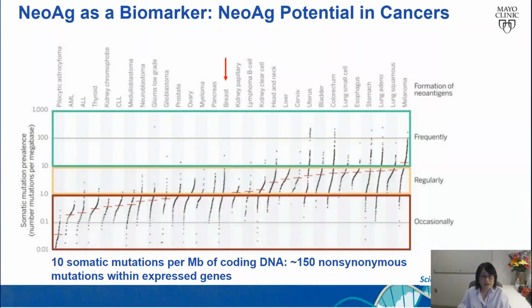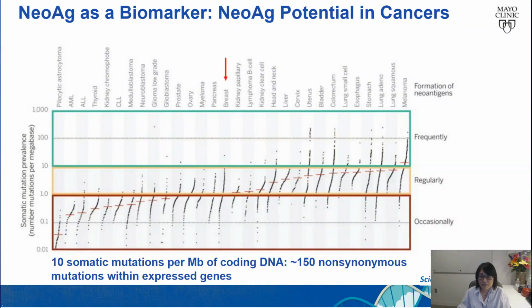This 2015 Science paper grouped tumors' ability to produce neoantigens based on tumor mutational load, as shown on the y-axis. The cancers in the green box with higher TMB, such as melanoma and lung cancers, are predicted to frequently form neoantigens, while tumors with low tumor mutational burdens to the left, such as some of the hematologic malignancies, only occasionally form neoantigens.